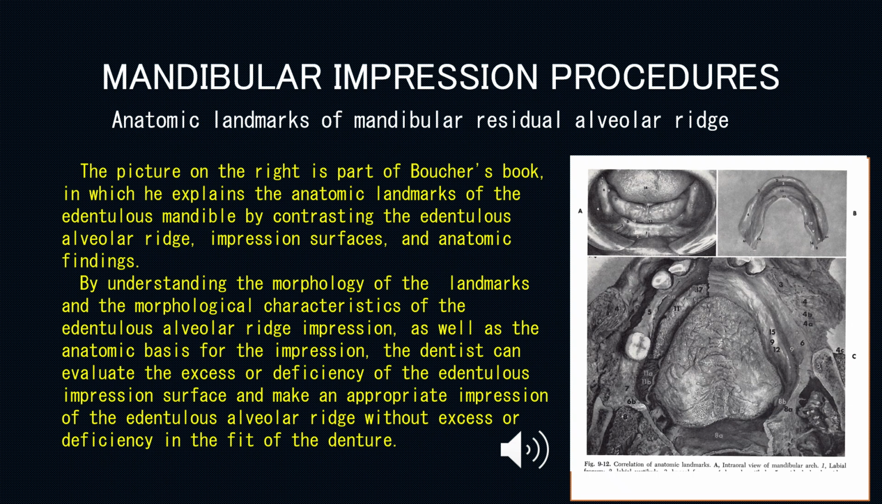By understanding the morphology of the landmarks and the morphological characteristics of the edentulous alveolar ridge impression, as well as the anatomic basis for the impression, the dentist can evaluate the excess or deficiency of the edentulous impression surface and make an appropriate impression of the edentulous alveolar ridge without excess or deficiency in the fit of the denture.